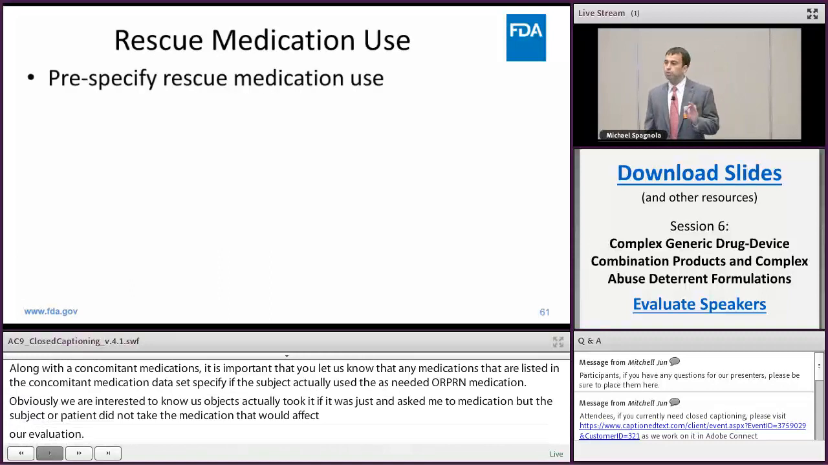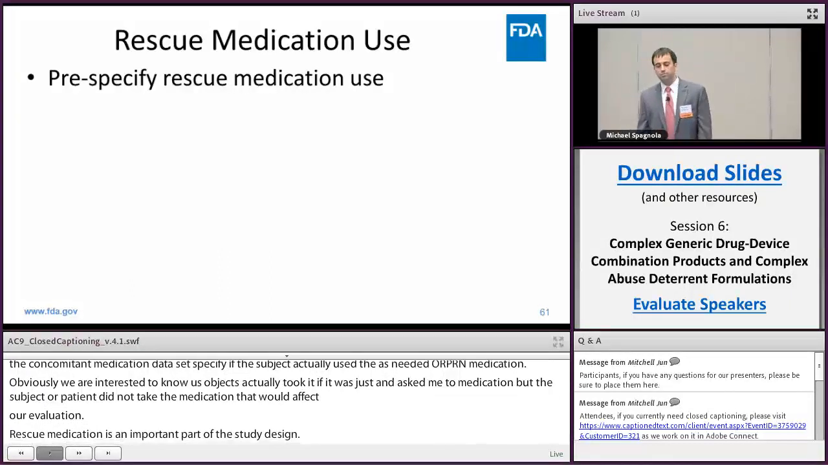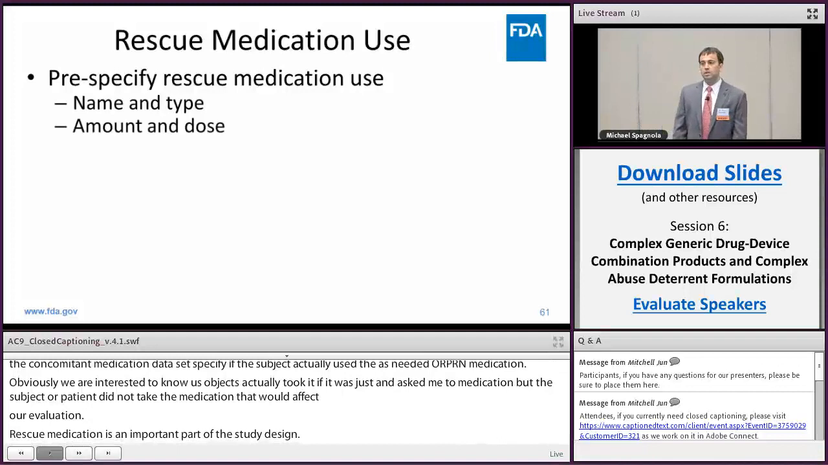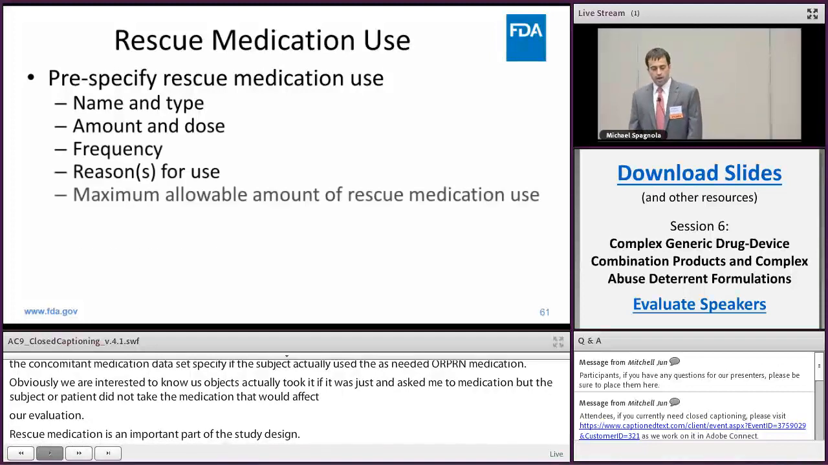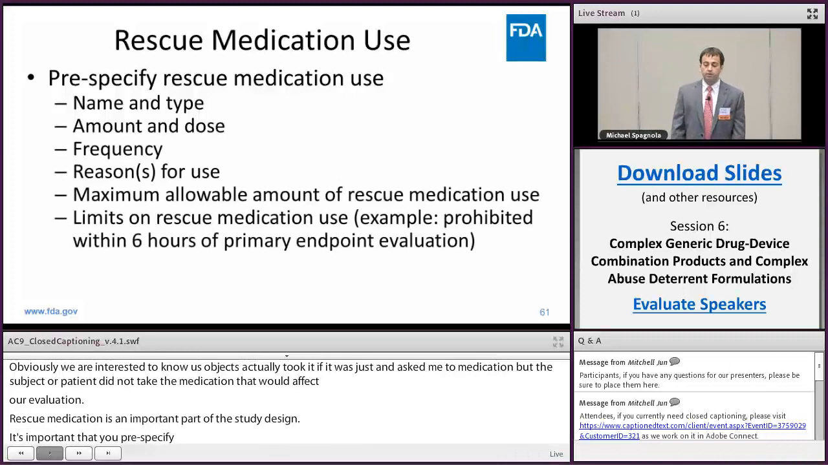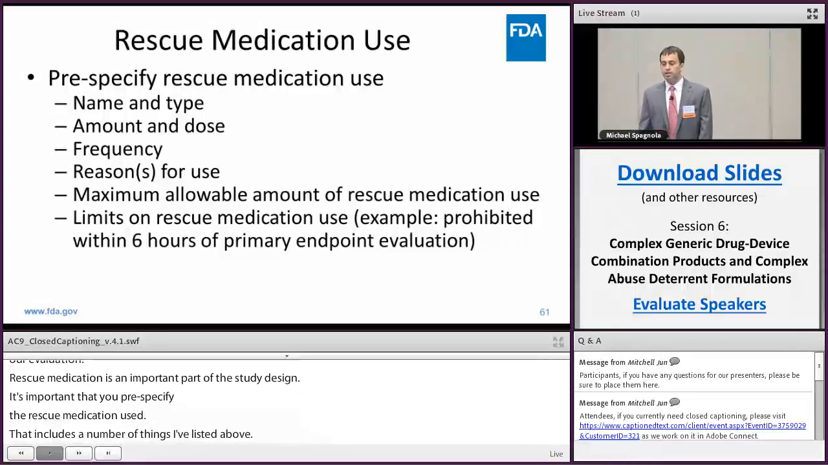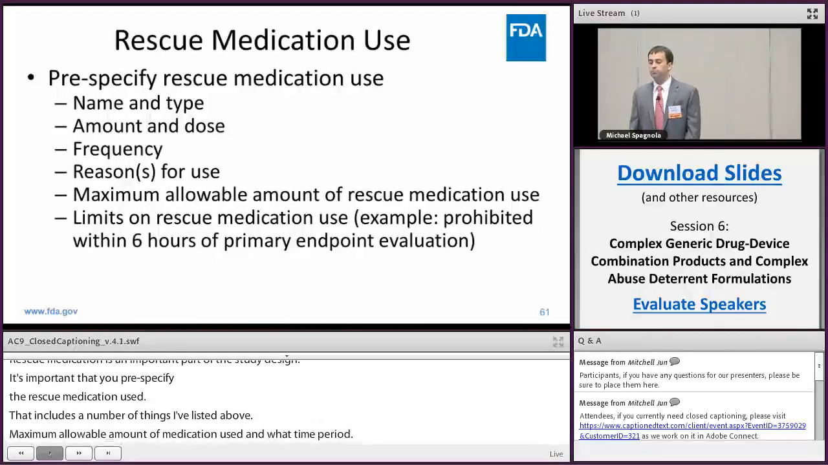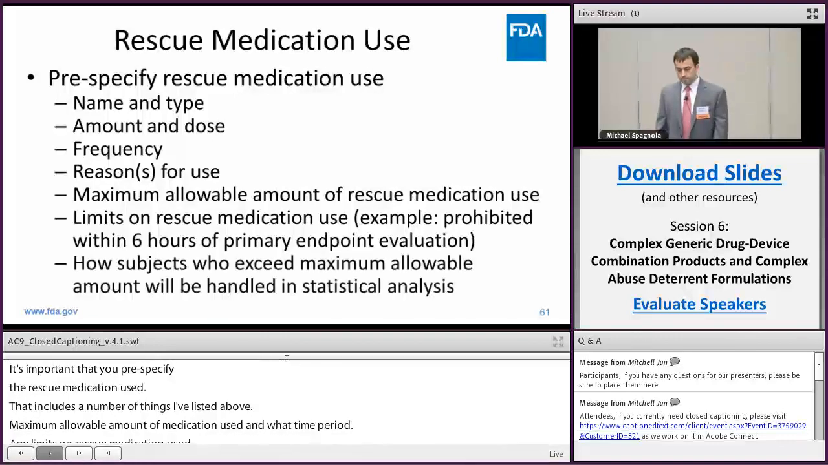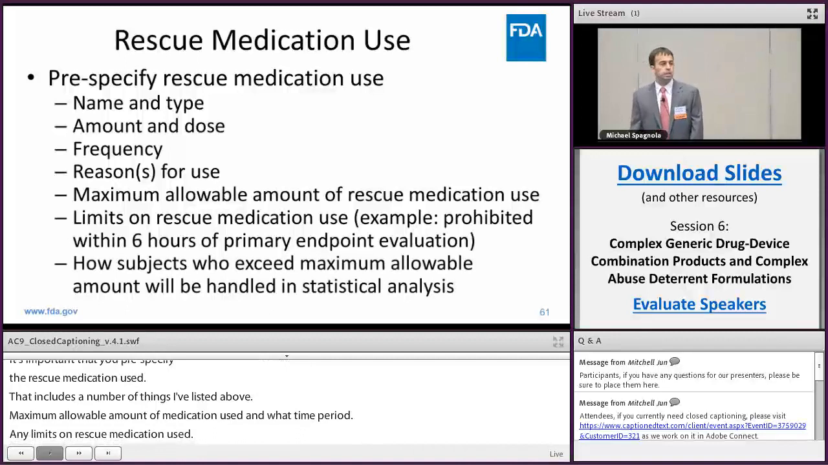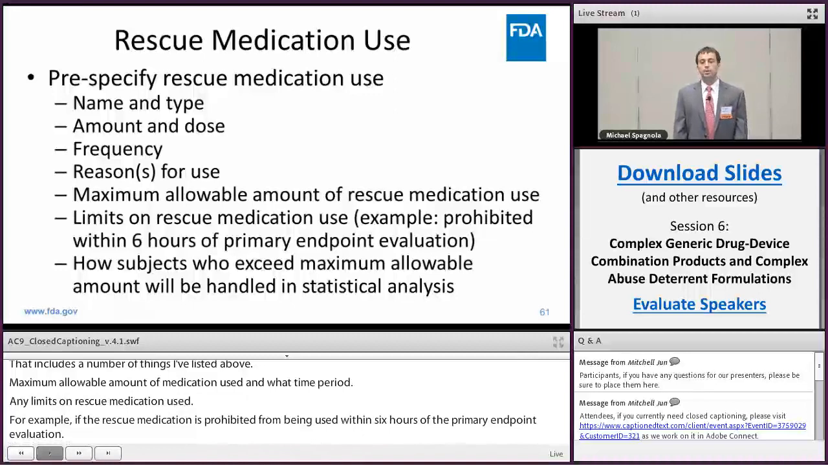So it's important that you pre-specify the rescue medication use, and that includes a number of things that I've listed above. That includes the maximum allowable amount of rescue medication use in what time period, any limits on rescue medication use, for example, if the rescue medication is prohibited from being used within 6 hours of the primary endpoint evaluation, and how subjects who exceed the maximum allowable amount of rescue medication in the comparative clinical endpoint study will be handled in the statistical analysis.